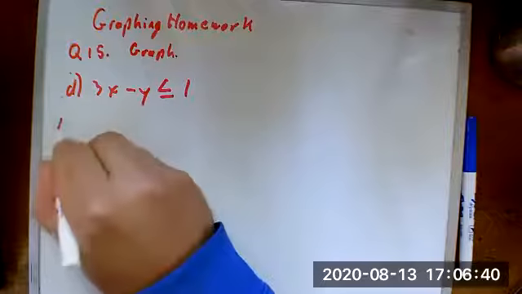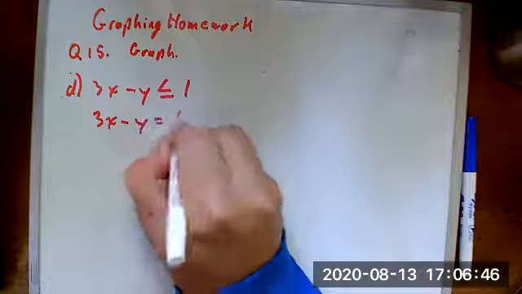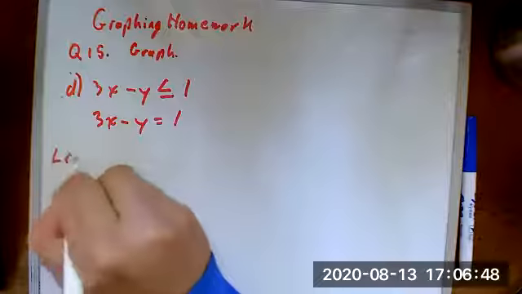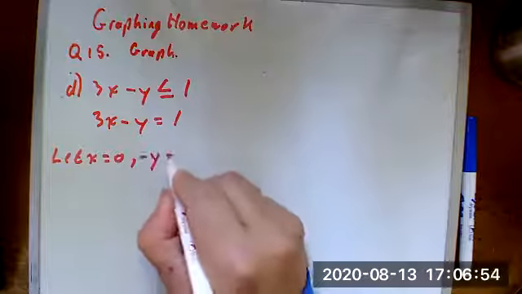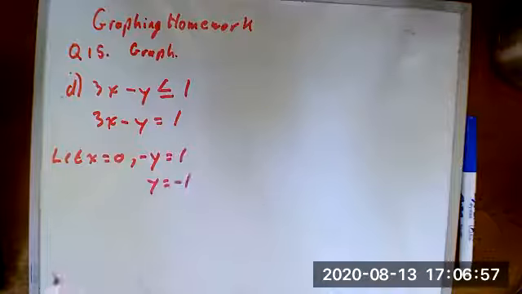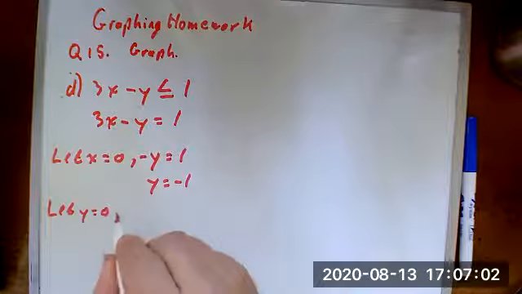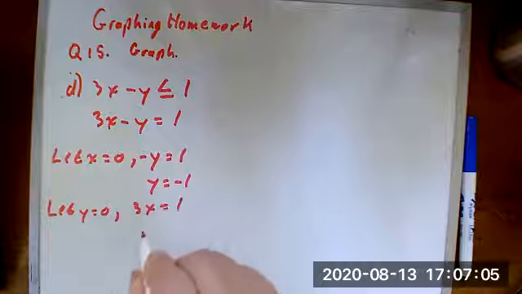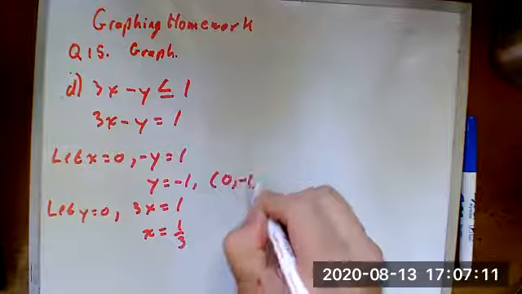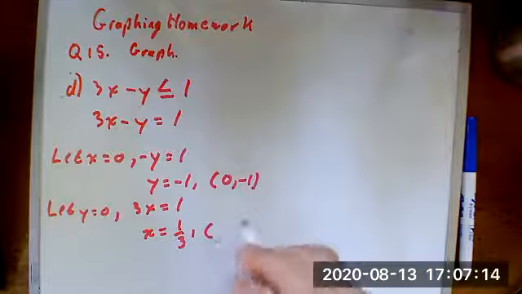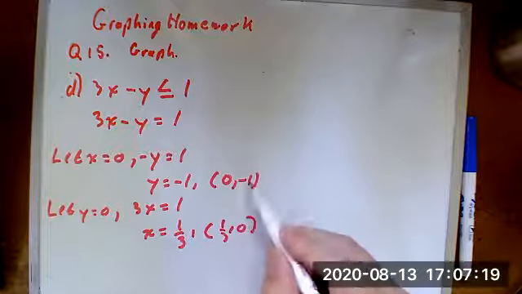We go through the steps, check the related sentence. 3x minus y equals 1. Let x equal 0. Then negative y equals 1, so y equals negative 1. Let y equal 0. 3x equals 1, so x equals 1/3. This means our point is at (0, -1), and this means that our point is at (1/3, 0). So again, you can see this is going to be very, very steep.